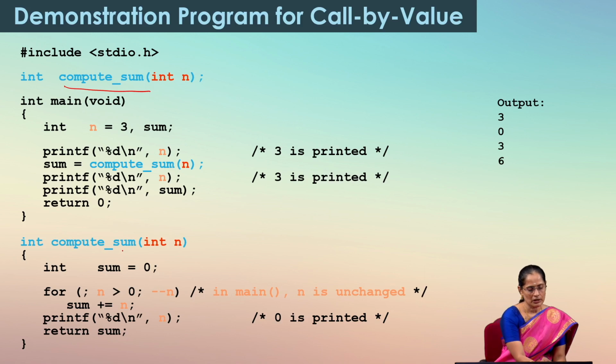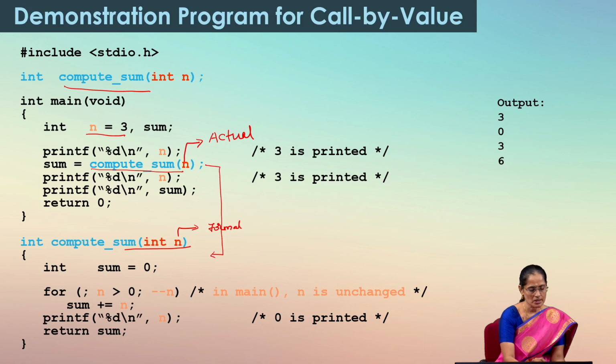Now, let me go into the function definition. In this function definition, the parameter is named as int n. So, this is the formal parameter, and at the place of function call, this is the actual parameter. Now, let me explain the program. The n value is defined to be 3, and we are passing that n value to the function call compute sum. When this function call statement is invoked, the control is transferred to the function.